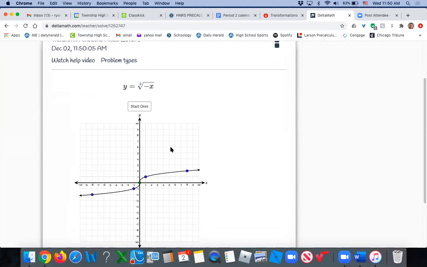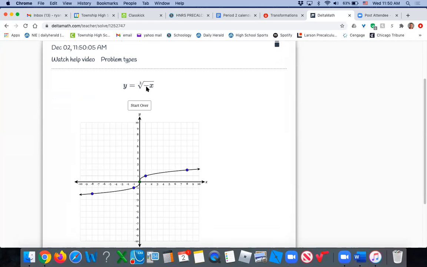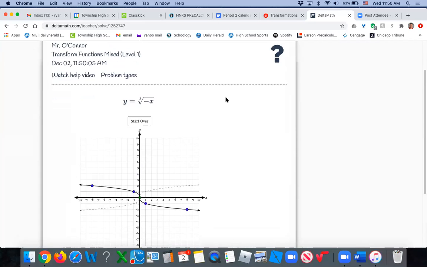So just to do one more reflection, this is internal now. So internal is going to reflect over the y-axis. So I'm taking this cube root of x. I'm going to reflect it over the y-axis. So I'll just take a point and drag it over the y-axis.